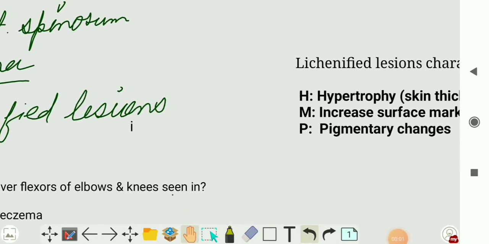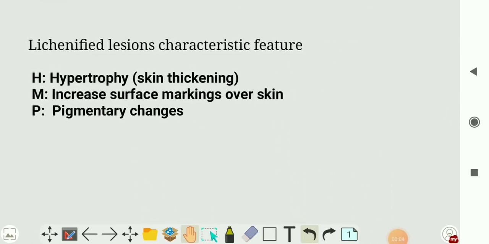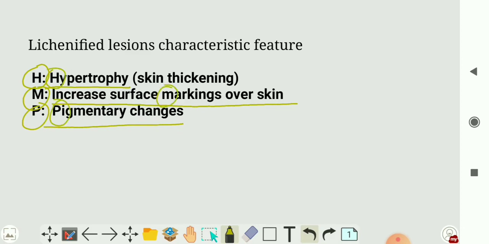Lichenified lesions are characterized by various features like hypertrophy of skin, that is skin thickening, increase in surface markings over skin, and pigmentary change. You can remember these characteristic features of lichenified lesions by a mnemonic HMP. H, hypertrophy, M, markings, and P, pigmentary change.